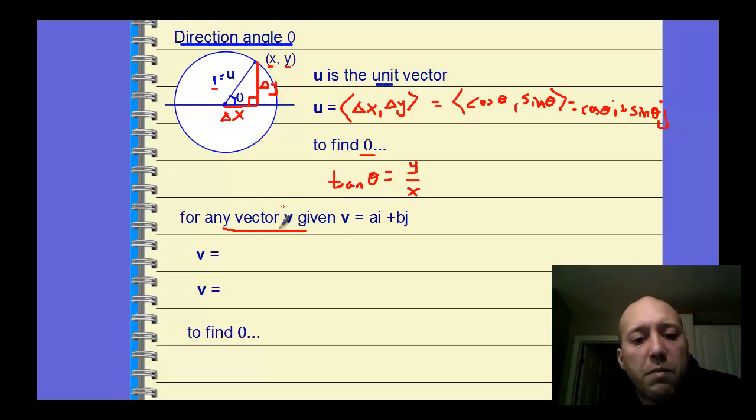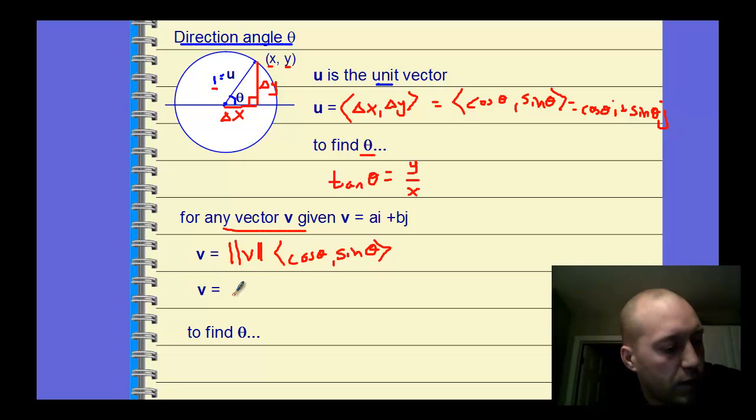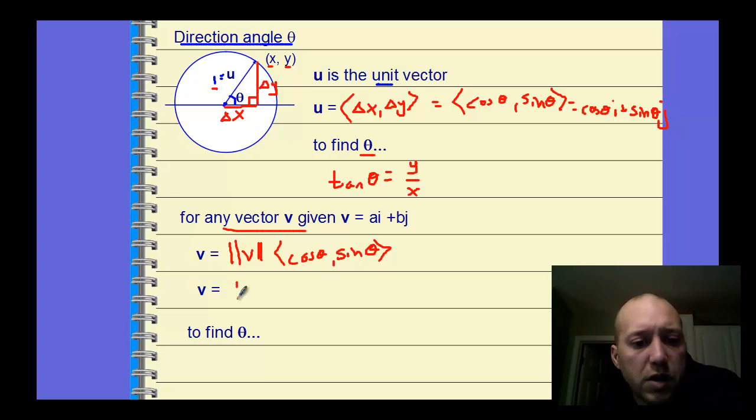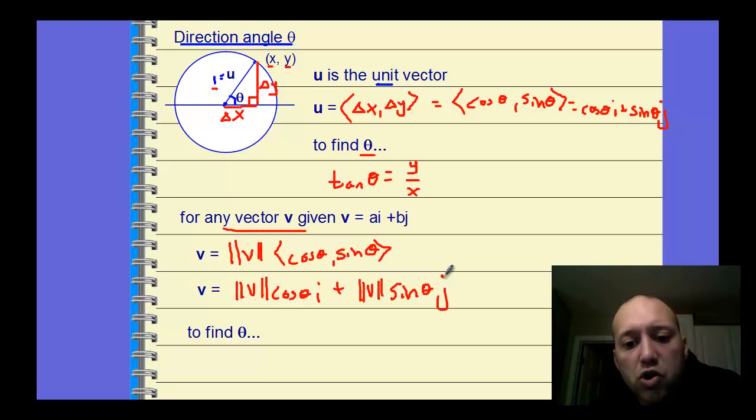So for any vector v, if our magnitude is not 1, our length is not 1, we can actually pull out that magnitude of v and then multiply it by our actual cosine theta, sine theta. And so you're basically pulling out the scalar. So cosine and sine are still the direction, and then you're pulling away the magnitude. And that's the same thing as writing it as the magnitude of v cosine theta i, if we're going to put it in linear combination, plus the magnitude of v sine theta j, and those are the two forms. To find theta, we're still using our tangent, so inverse tangent of y over x, or you could say the inverse tangent of sine theta over cosine theta.